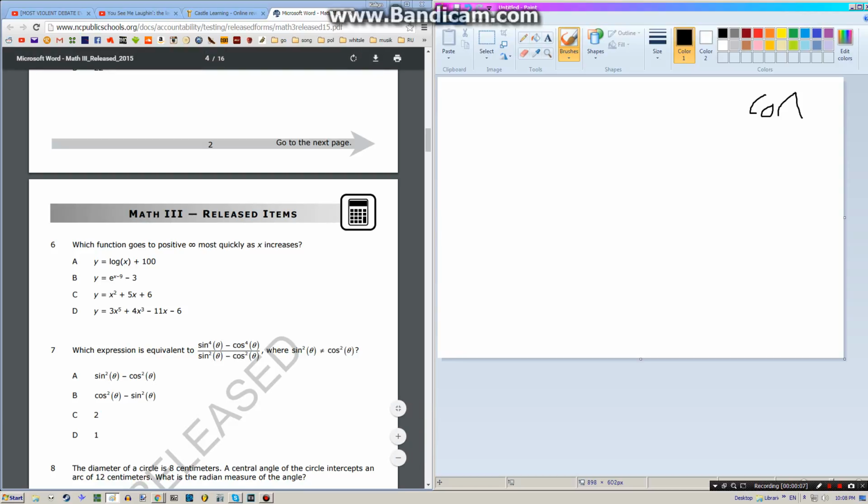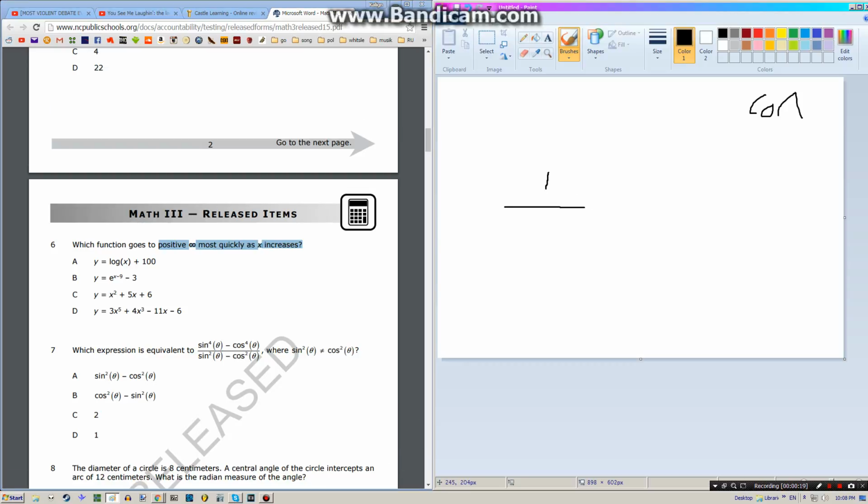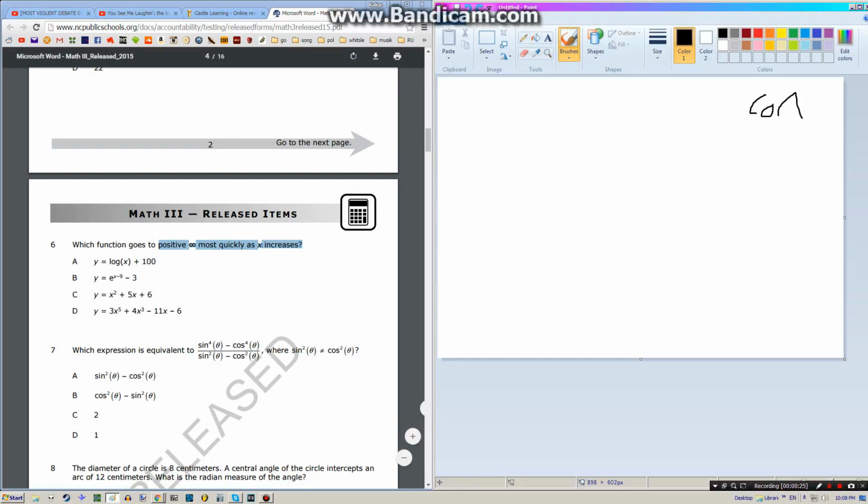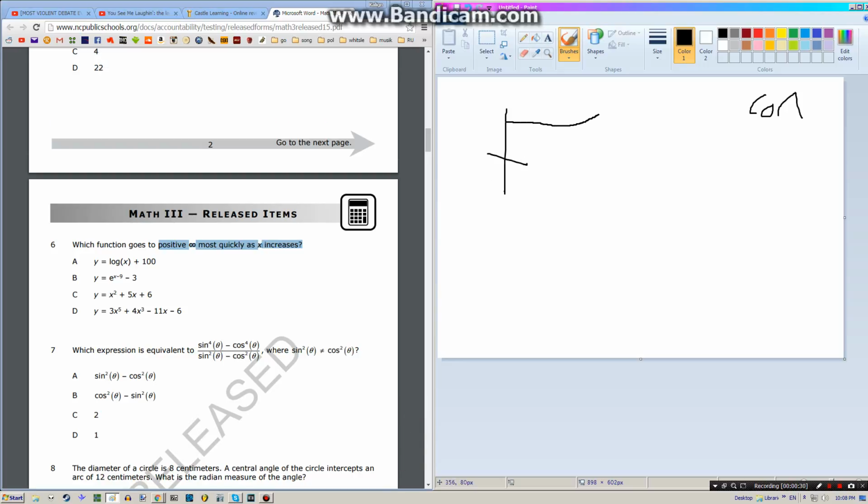Number 6. Which function goes to positive infinity most quickly as x increases? For this one, the key terms are positive infinity as x increases. So as the graph is going this way, it's the one that goes the highest up that way the quickest. What you do is graph it in the calculator, and for A you get something along the lines of this, kind of a slow moving graph.